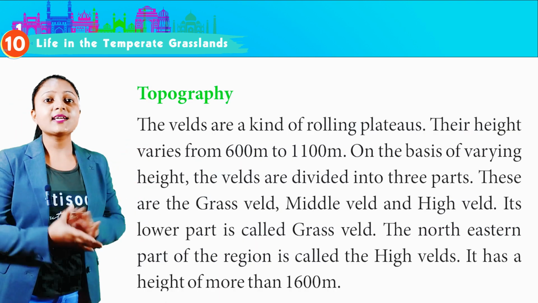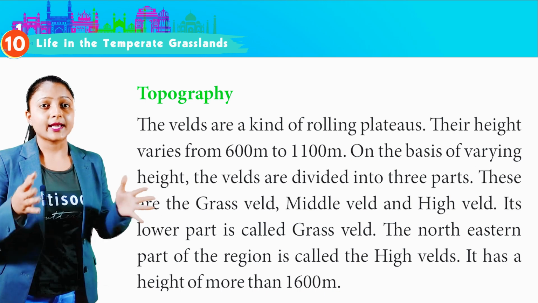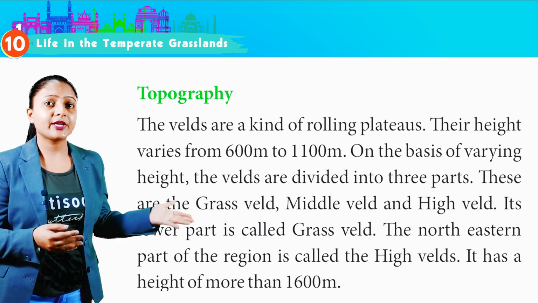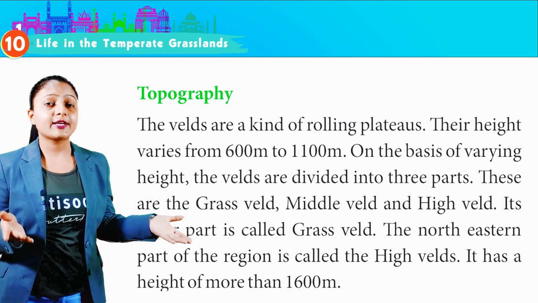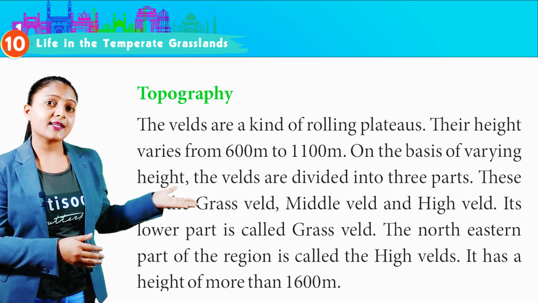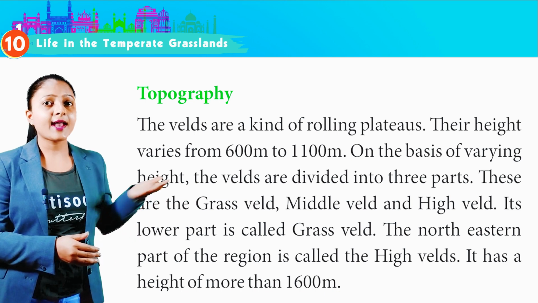Topography. The Velds are a kind of rolling plateaus. Their height varies from 600 meter to 1100 meter. On the basis of varying height, the Velds are divided into three parts. These are the grass veld, middle veld, and high veld.